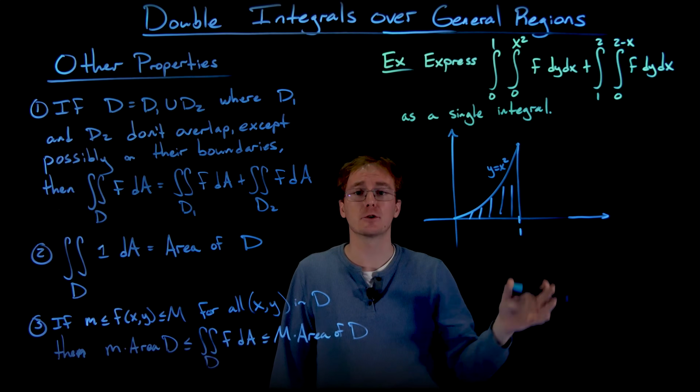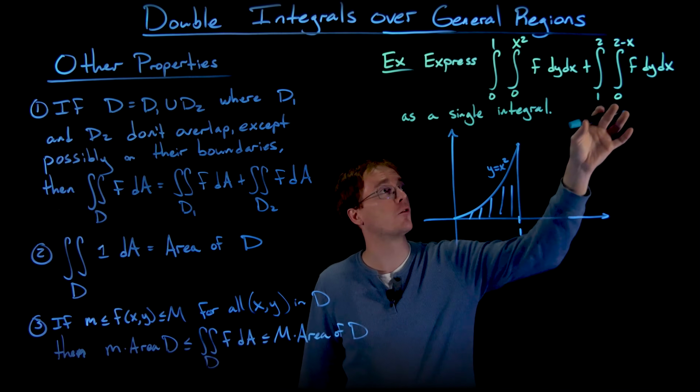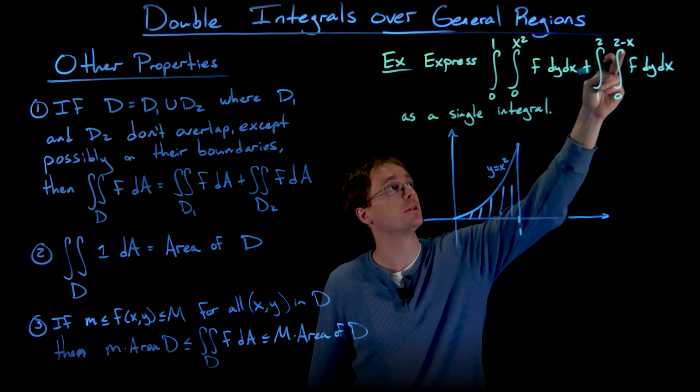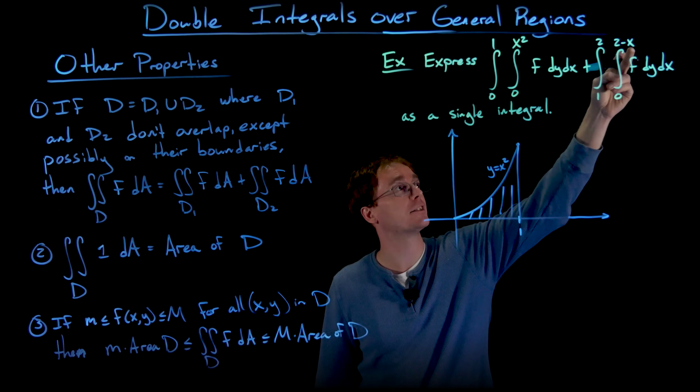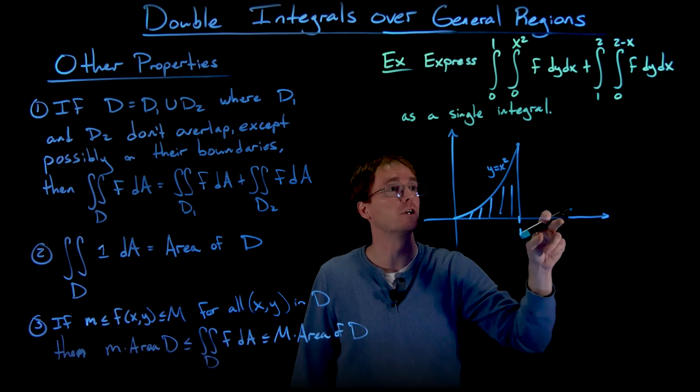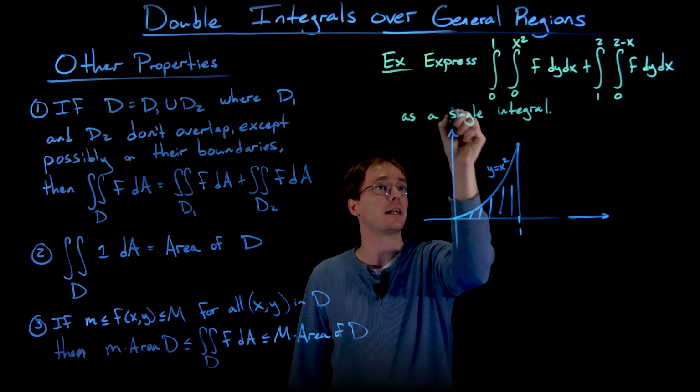And so our second double integral is going to be adding on to this. It's integrating over a different region. That region is going to be below the line y equals 2 minus x and above the line y equals 0. And so what does the line y equals 2 minus x look like?